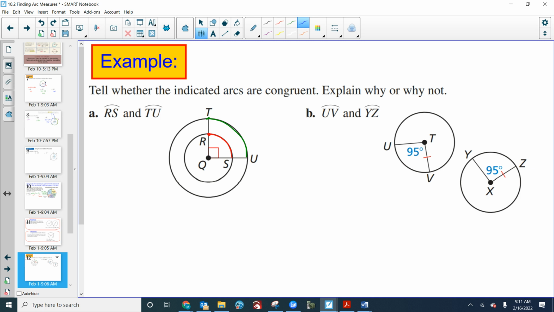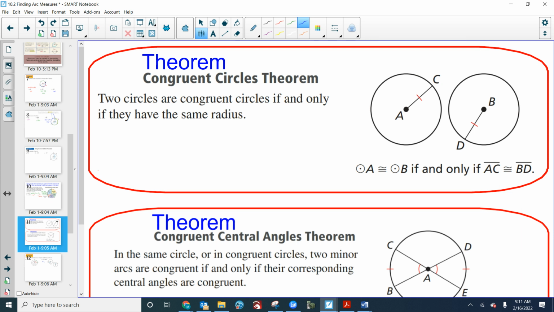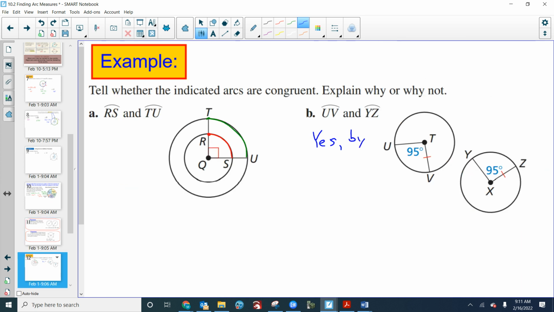All right, what do these tick marks mean for the radii? They're congruent. If the radii are congruent, the circles are congruent. And because these central angles are both 95 degrees, then are UV and YZ congruent? Are the arcs congruent? Yes. And you could say by the congruent central angles theorem.